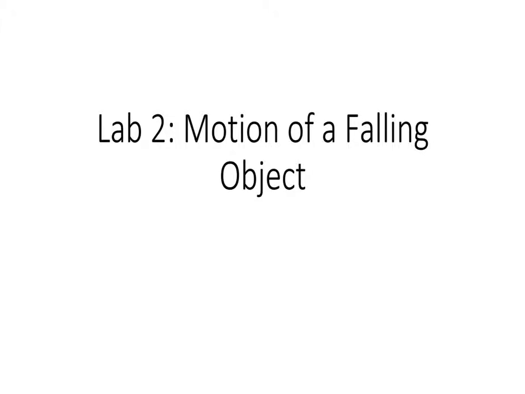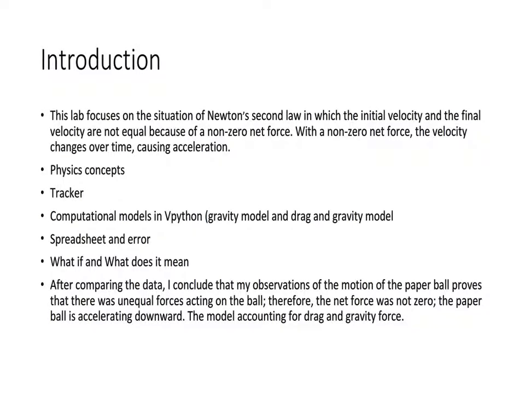Lab 2, Motion of a Falling Object. This lab focuses on the situation of Newton's second law, in which there is a non-zero net force, meaning the initial velocity and the final velocity will not be equal. With a non-zero net force, the velocity will change over time, causing acceleration.